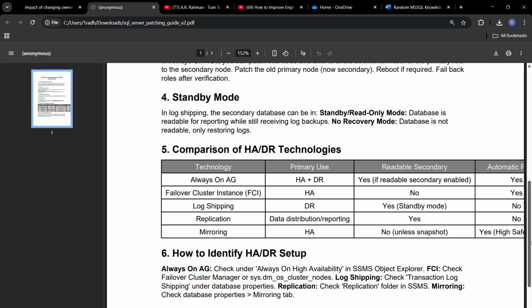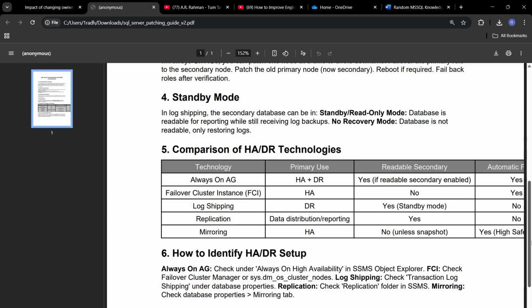And readable secondary, yes, if readable secondary is enabled, then we can read the secondary as well, and automatic failover is possible in Always On. Okay, but if the primary server went down, then the secondary will come up. Okay, now coming to failover cluster instance, that is FCI.